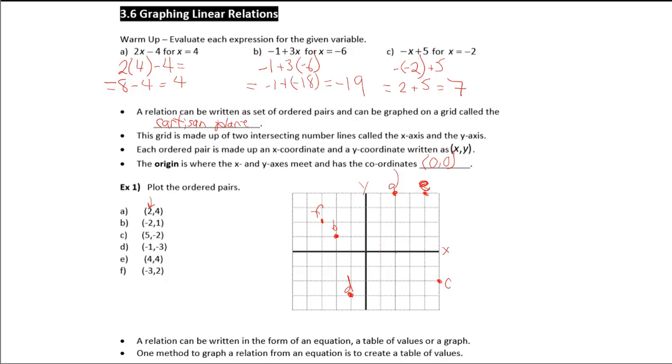There we go. A relation can be written in the form of an equation, a table of values, or a graph. One method to graph a relation from an equation is to create a table of values. So we're going to see those two different methods. This should be blending what you've learned in the past, especially plotting points. You've seen how to plot points before from a table of values. This is just slightly different.